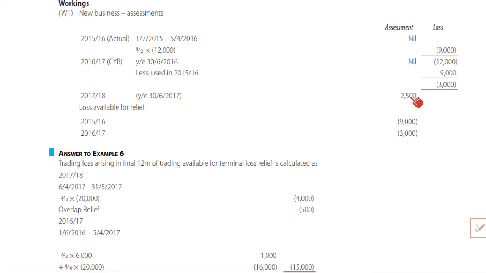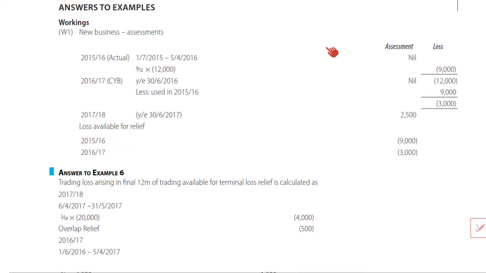On to 17-18, and we get, albeit a very small amount, of trading income assessed. The year ended June 17 are £2,500. There's our losses available for relief, then we've got to use them. In order, the 15-16 loss first, what do we say? Back 3 years under opening year's relief would take us all the way back to the 2012-13 tax year.